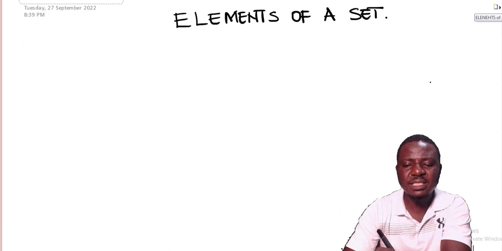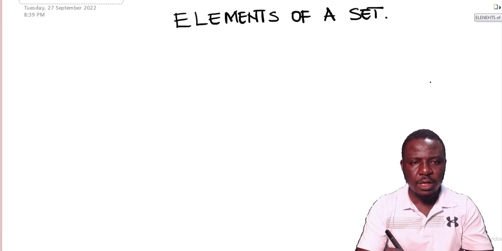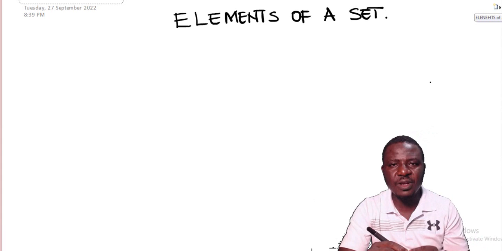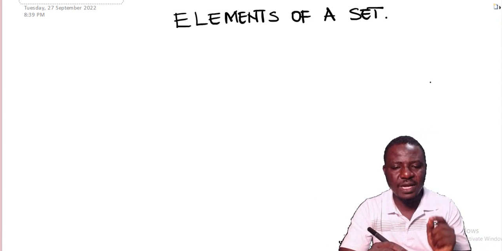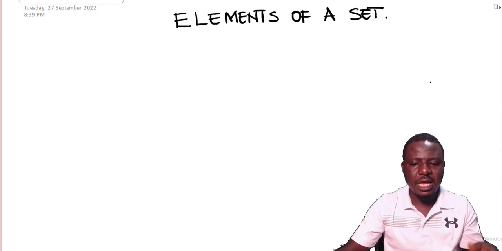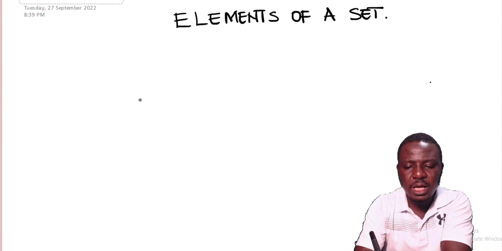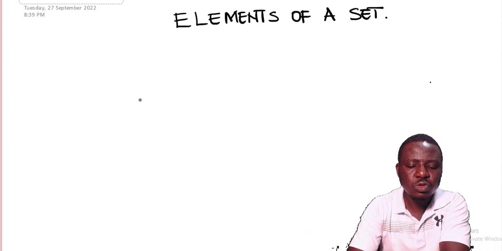Elements of a set are said to be the members of a set. By elements of a set, we mean those members that meet those specific criteria that was given in trying to define that set. For example, we have a set of students in SS1A. By saying a set of students in SS1A, we have given the description of that set, meaning if you don't belong to SS1A, you cannot be found in that set.